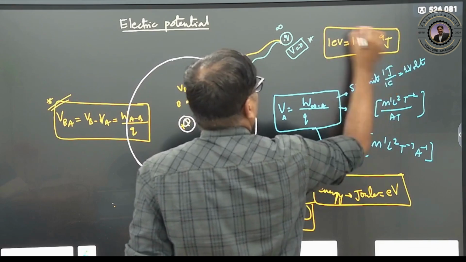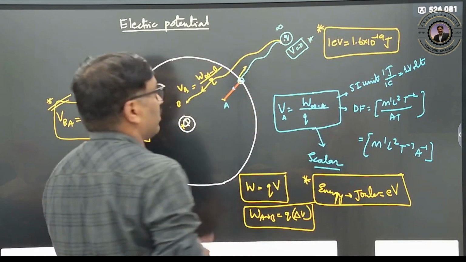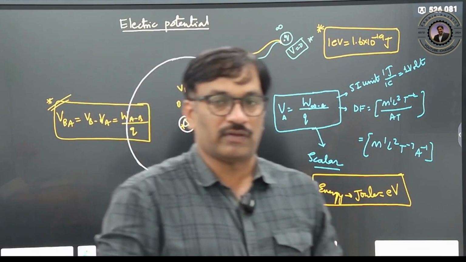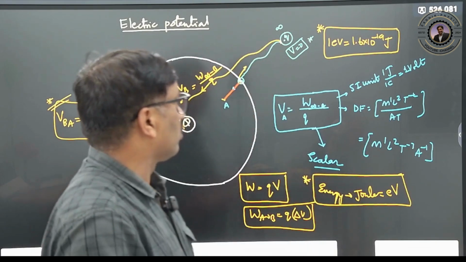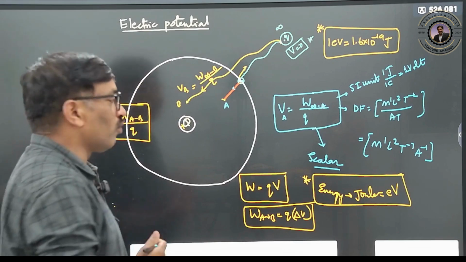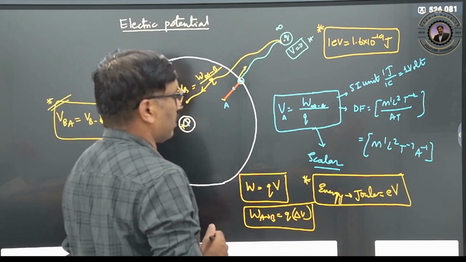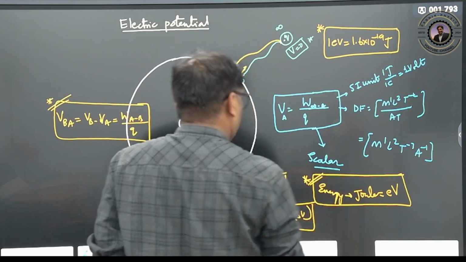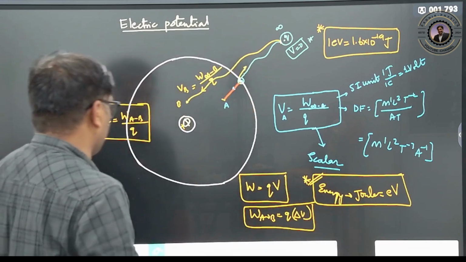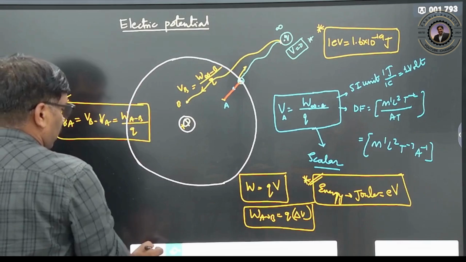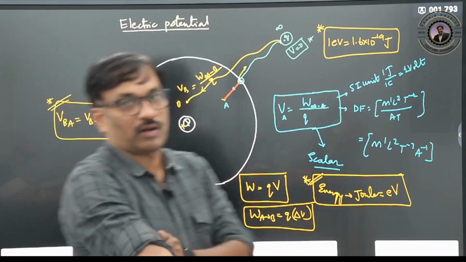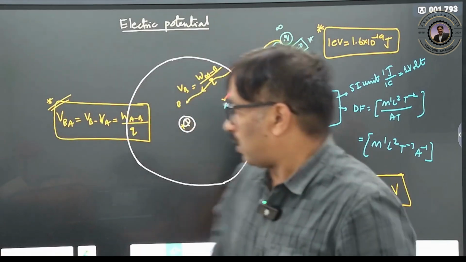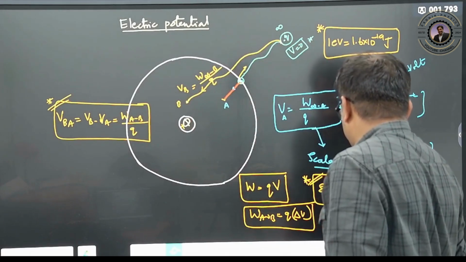So this is in terms of electron volt, that means we are bringing the electron across a 1 volt potential difference. Clear? In this way, we can calculate the work done in terms of electron volt. Clear? Now, we will see.